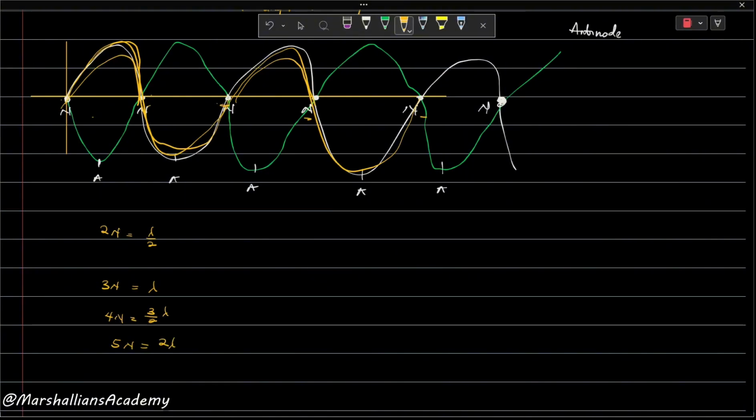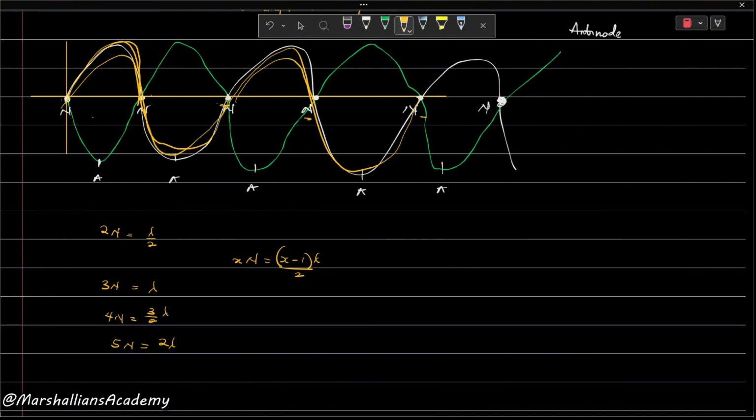If you notice, there is a relationship between the nodes and the number of wavelengths. I could say x nodes is going to be equal to (x minus 1) lambda over 2. It's a quite confusing relationship, but you'll understand it. X could be any number, X nodes.